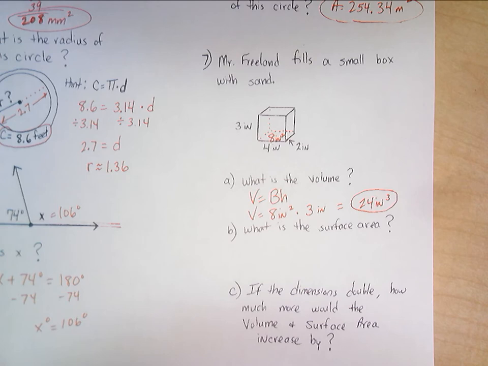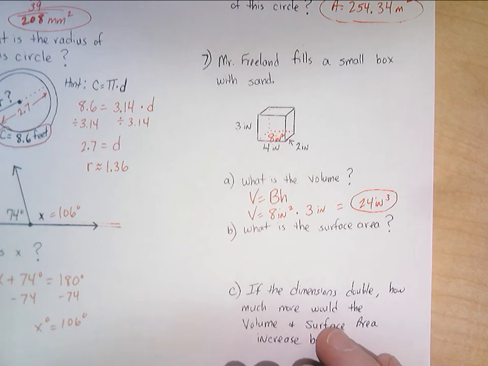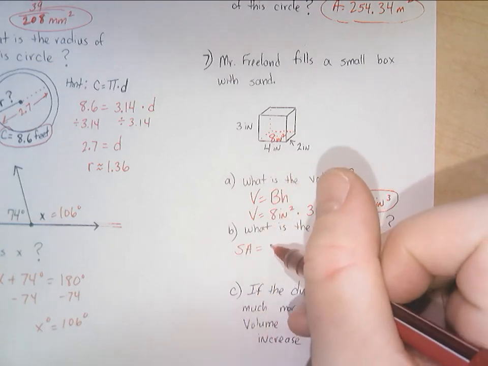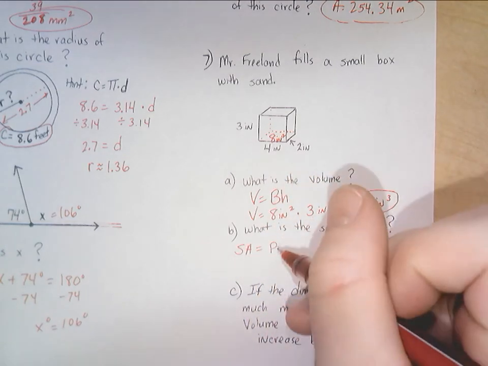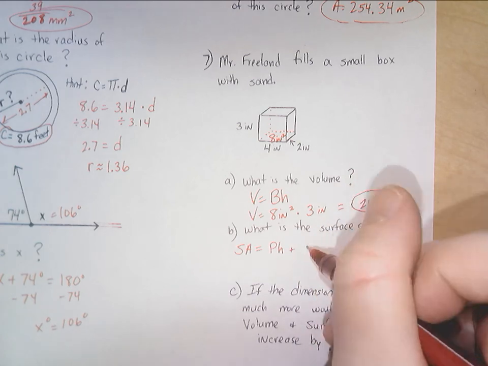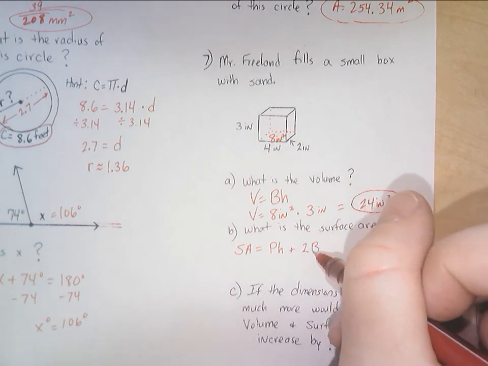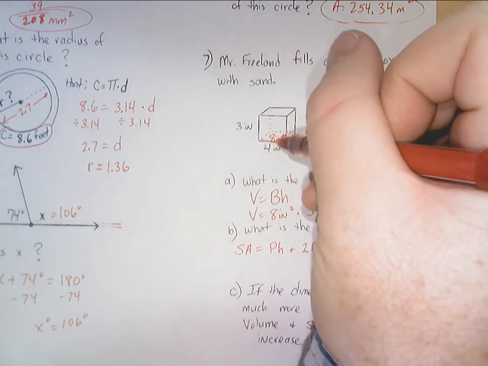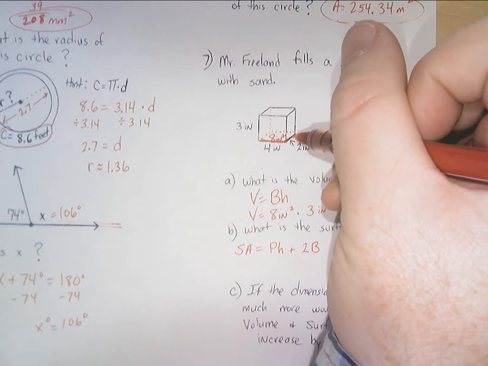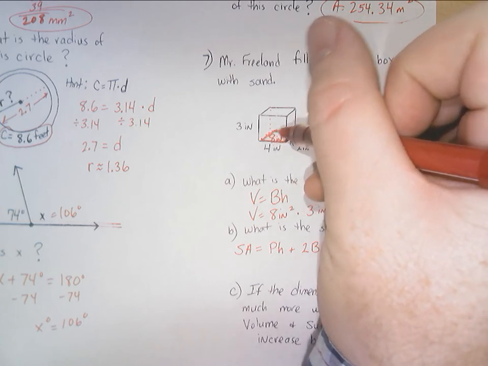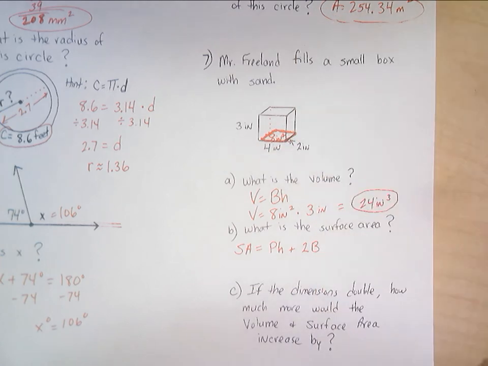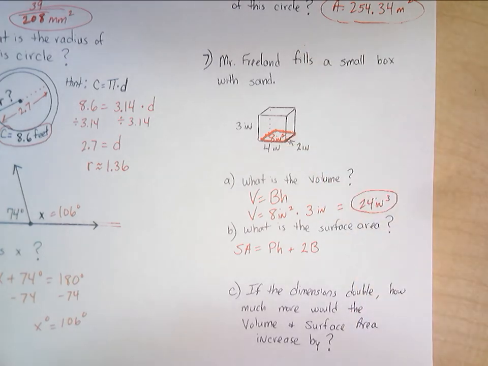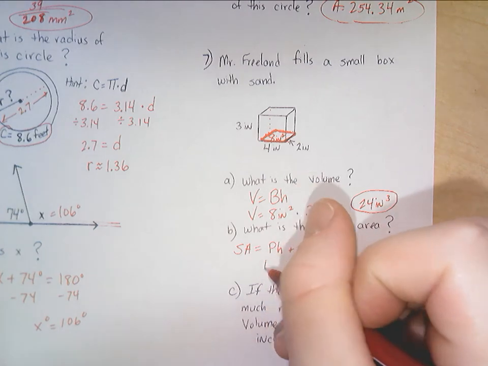Now, surface area. Surface area is a little bit more difficult to do, because the surface area formula is perimeter of the base times the height plus 2 times area of the base. So the perimeter of the base is the 4 plus the 2 plus the 4 plus the 2. If you add all those sides together, we get 12. So 12 is the perimeter of that base. That's where the 12 comes from.